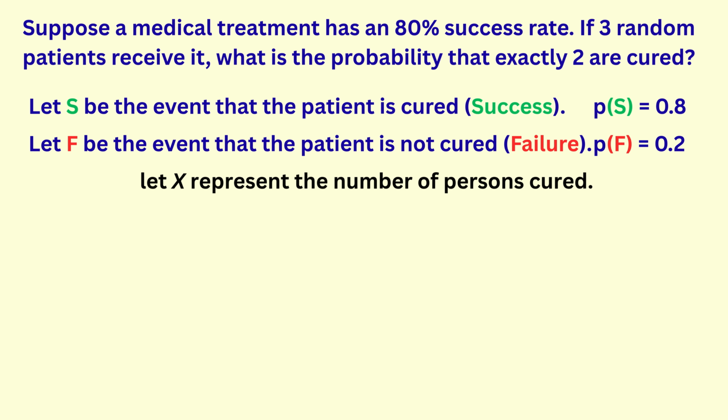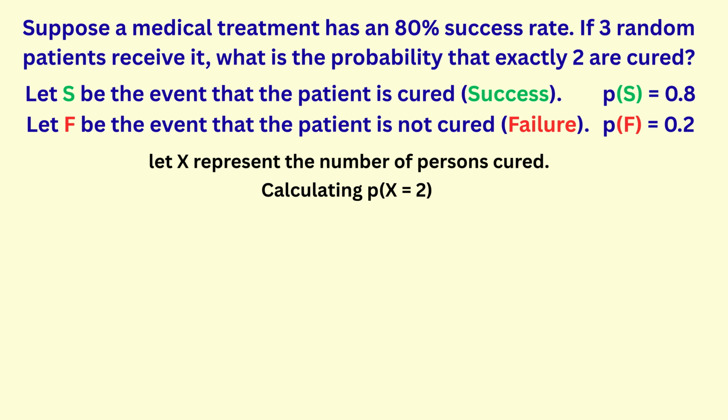Therefore, we can let the discrete random variable of interest x represent the number of patients cured. So we say x is binomially distributed with number of trials n equals 3 and probability of success 0.8. Notated like this. Now let's answer the question.